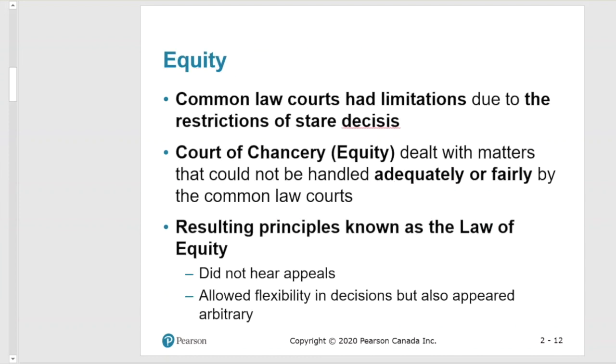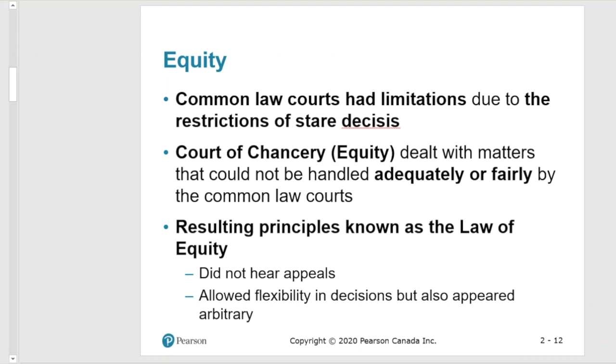In terms of equity, I don't emphasize this much, but you should know that not only were there common law courts back in England, but there were also courts of chancery. They were known as courts of chancery or equity, courts of equity. And those courts were created because the common law courts had some limitations to render new decisions. Why limitations? Well, the main one is that common law courts had to follow decisions from higher courts. So there was no flexibility there.